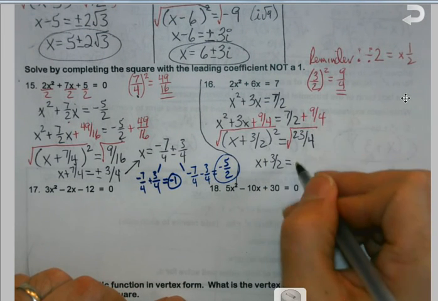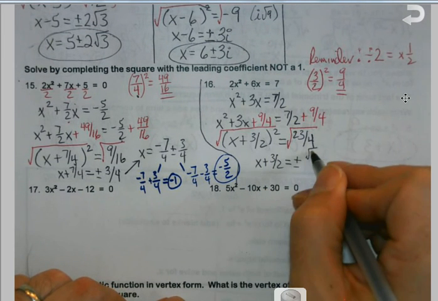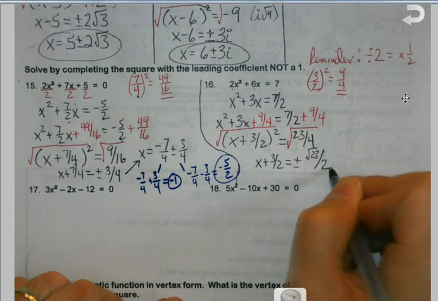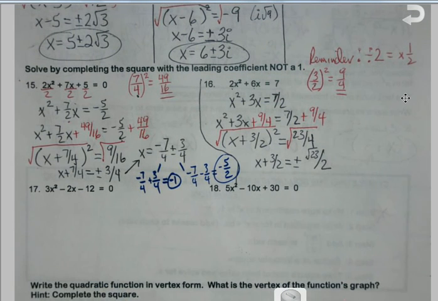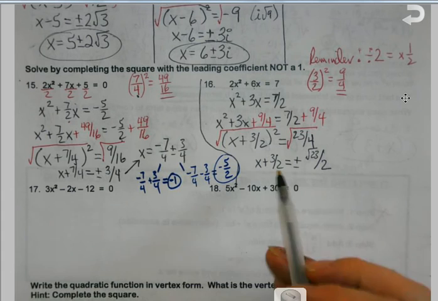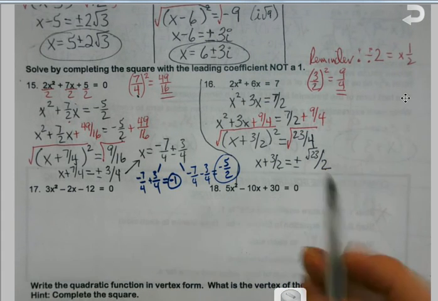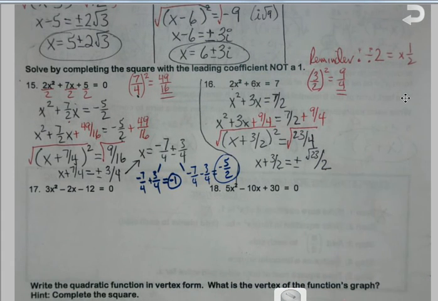Now, the 23 doesn't break down right away. That's okay. But the 4 does. You can have a radical where part does and part doesn't as far as breaking down. Still nice, though, because I have a common denominator. Just want to show you this.